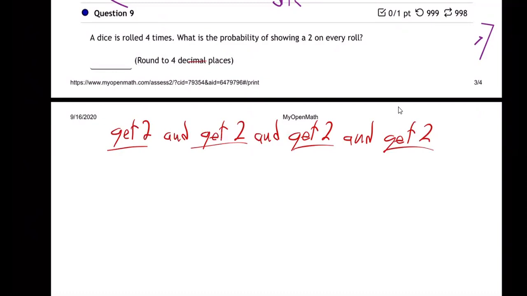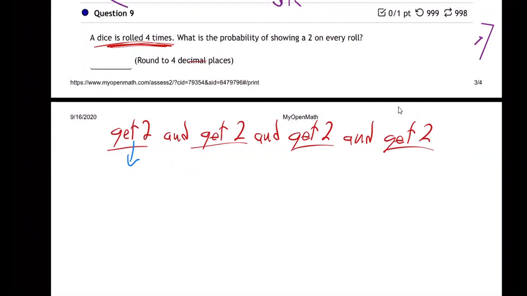Are you with me? We're saying, what's the chance that if you roll a die 4 times, you're going to get a 2 and get a 2 and get a 2 and get a 2, 4 times in a row? So you tell me, guys, what's the chance if I roll a die, I'm going to get a 2 just once?